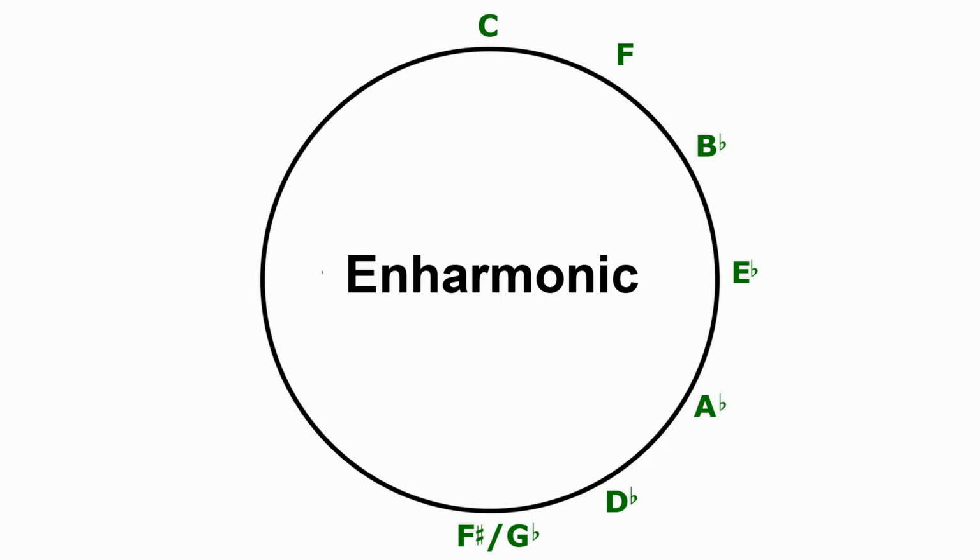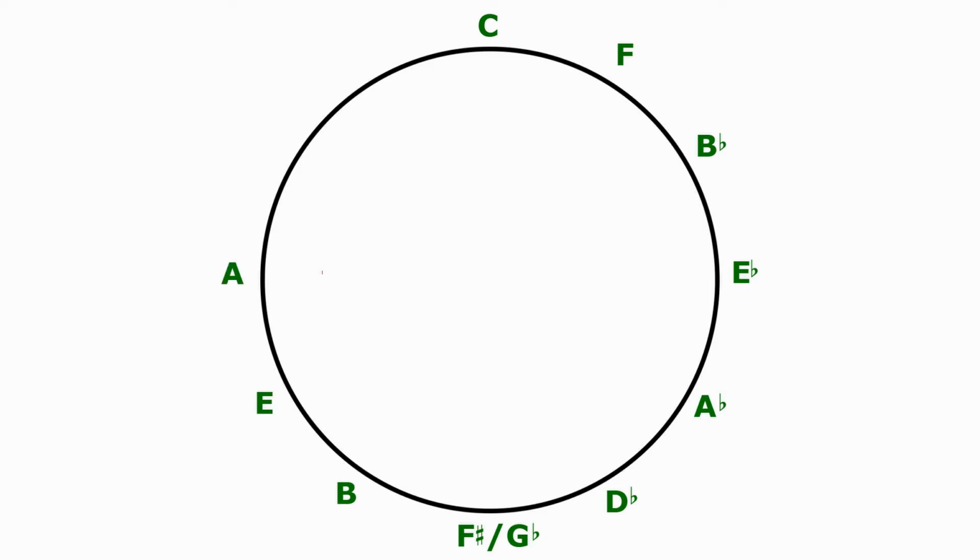Extending the pattern around the circle, F sharp, G sharp, A sharp, B, B, C sharp, D sharp, E, E, F sharp, G sharp, A, B, C sharp, D, E, F sharp, G, and finally G, A, B, C, and we arrive back at the top of the circle.